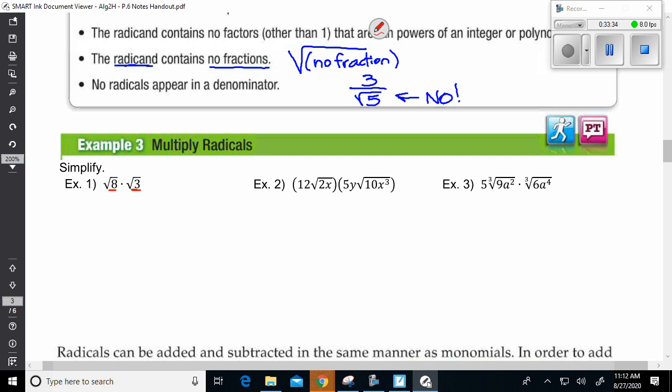So for example 1, square root 8 times square root 3 is square root 24. But you can't leave it like that. You gotta break it down. Square root 24 breaks up into 4 times 6. Square root of 4 is 2. Square root of 6 can't be broken down anymore. So that's your final answer.